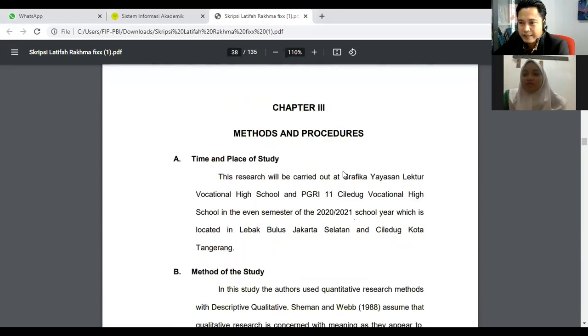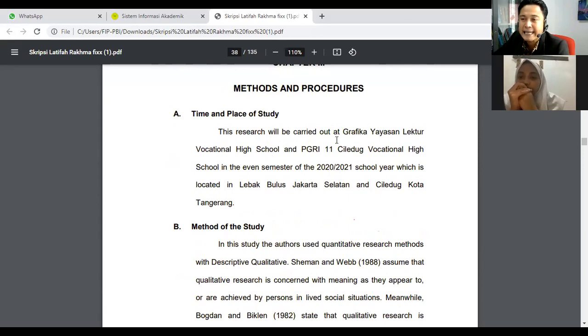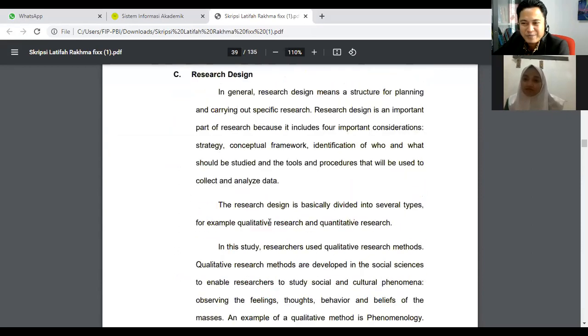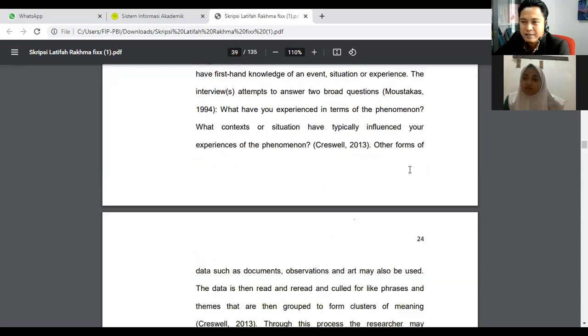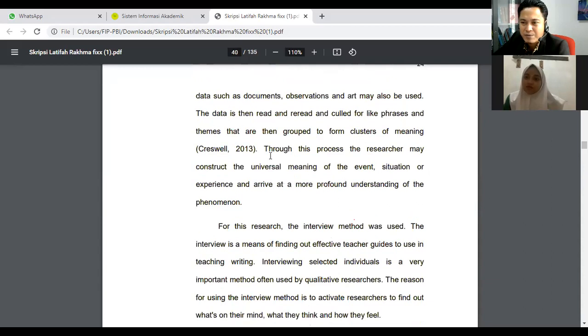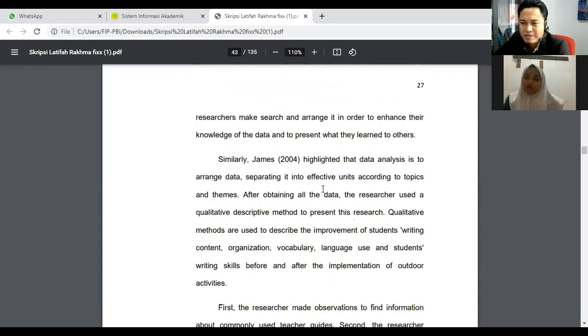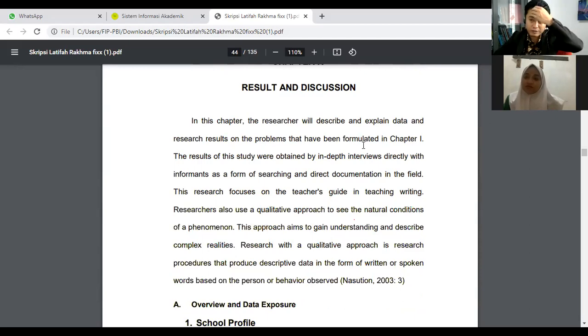Now let's have a look at your method. Since this is a completed research, it will not be carried out, but this research was already conducted. Do you see the difference? Okay, Latifa? And then the method, look at this one, 1982, you have to revise all of it. We are using Creswell, and you only put the year and then the page. Do not use it like this one, okay? And this one also, 1994, you have to revise it also. 2006, 2008, 2004. It seems like you have old references. You have to revise them, a total revision.